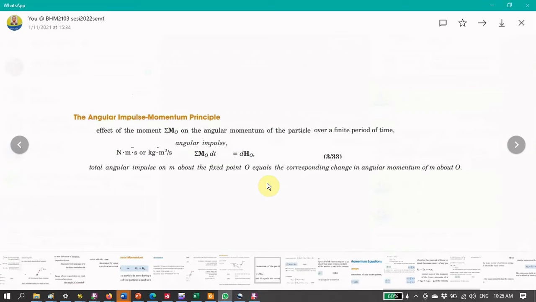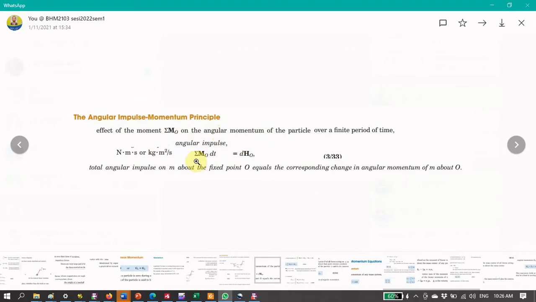Now we look at the angular impulse momentum principle. Previously, we had a linear impulse momentum principle that led us to understand the linear impulse. So using the same approach, the author looks at the effect of the moment of forces on a particle on the angular momentum of the particle over a finite period of time.